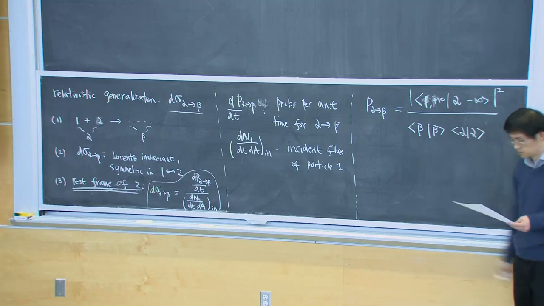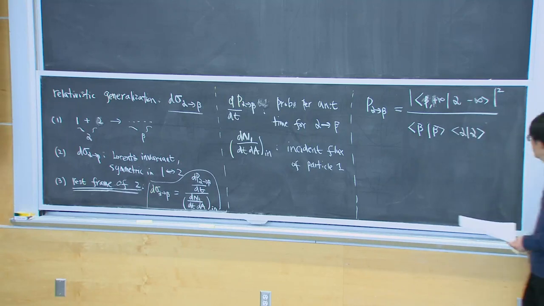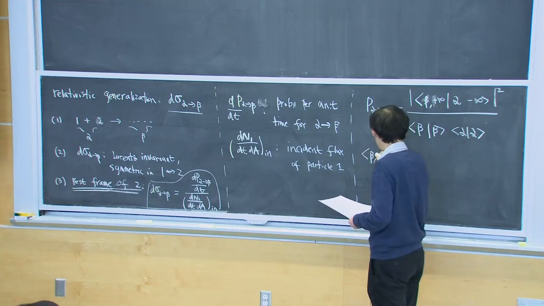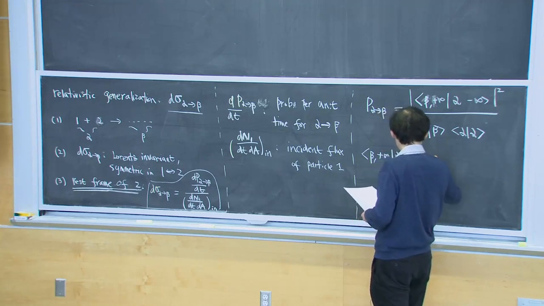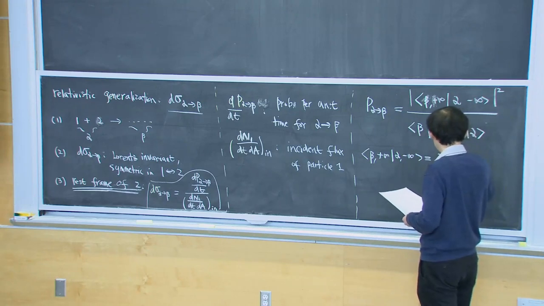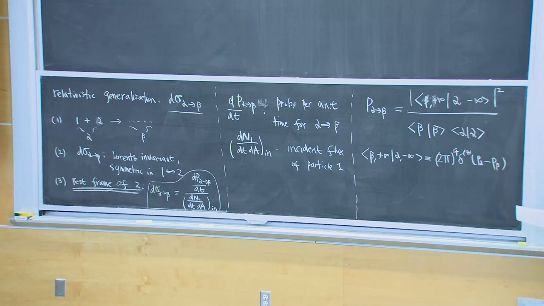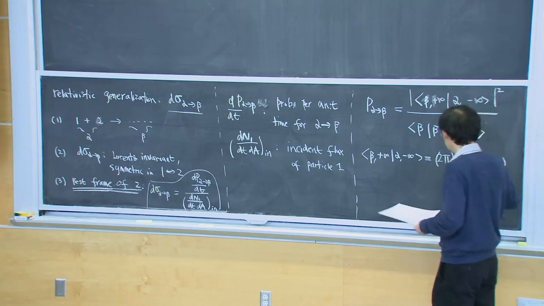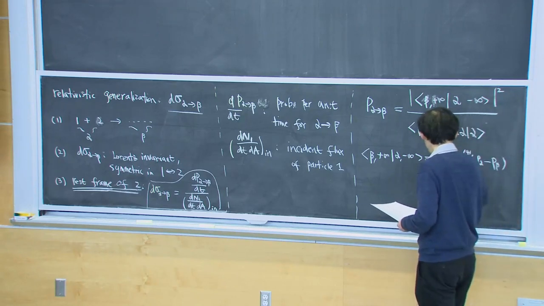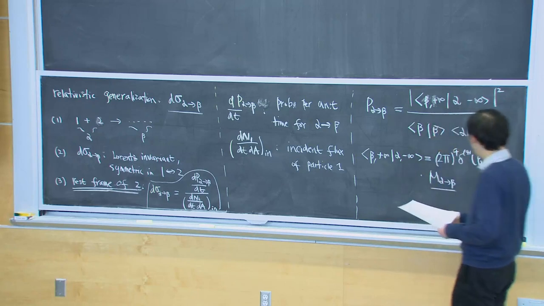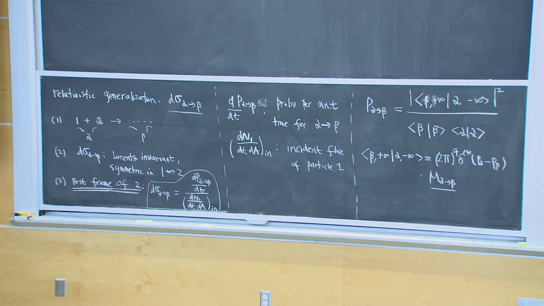The numerator we already defined before. Previously we defined beta at plus infinity, alpha at minus infinity. By our previous definition, it is given by (2 pi) to the power 4 delta of p alpha minus p beta, where p alpha and p beta are the total momenta of the initial and final states, times M alpha beta. M alpha beta is defined to be the scattering amplitude from alpha to beta. This was essentially our definition of the scattering amplitude.